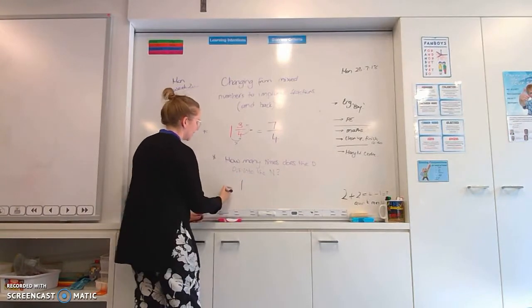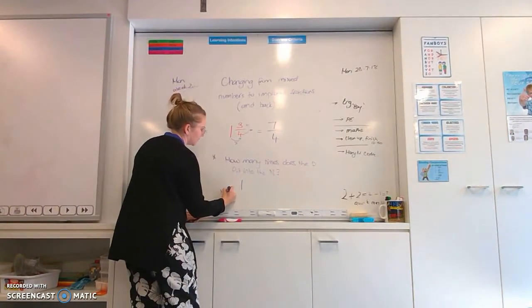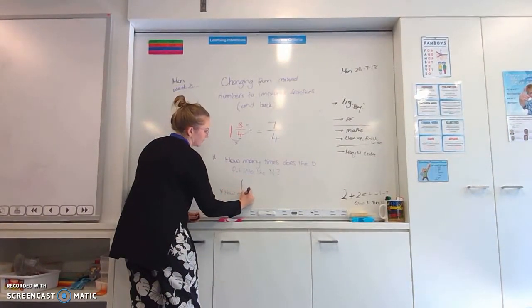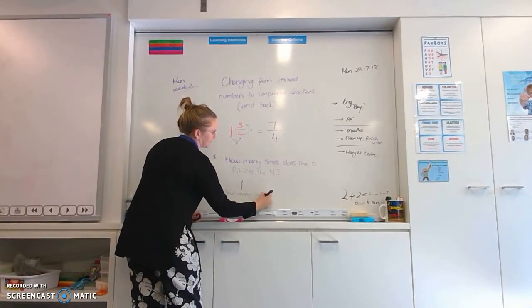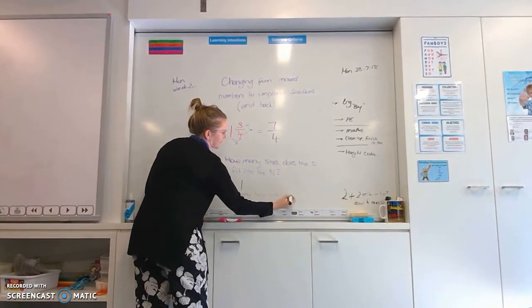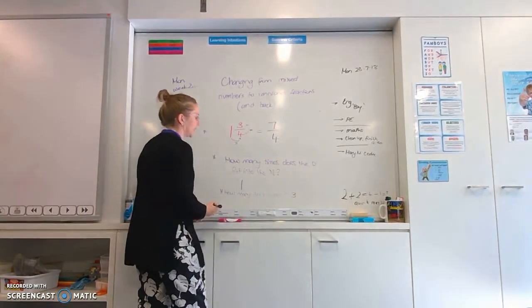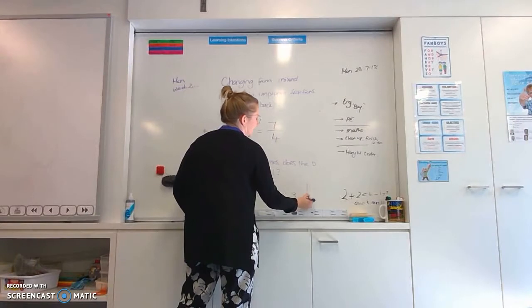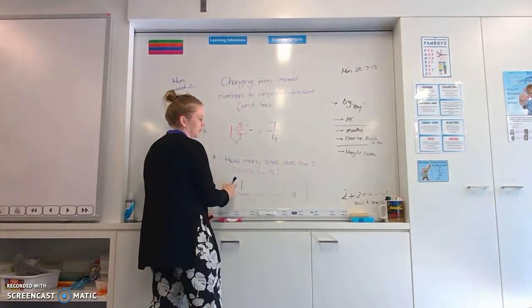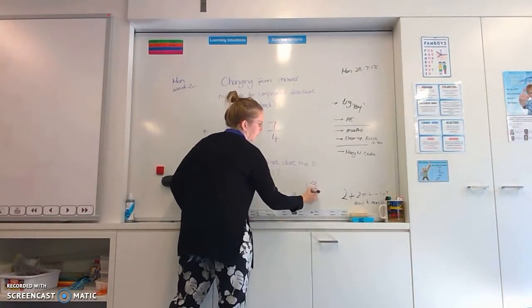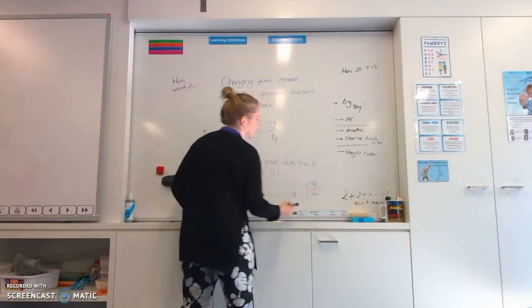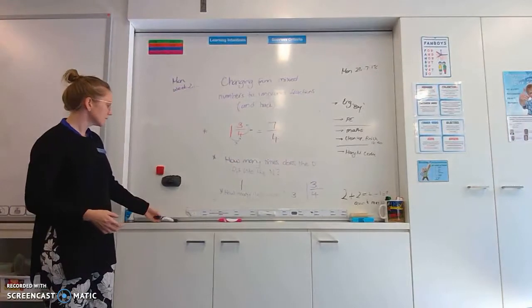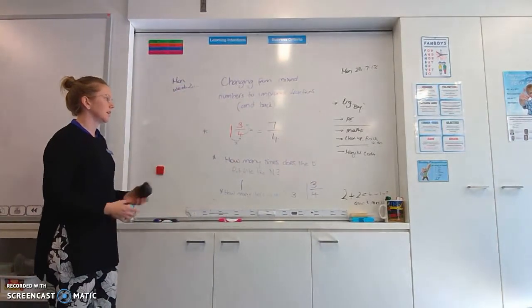And then the second thing you ask yourself is how many are left over? 3. There are 3 left over. So I've got one time that it fits in, and 3 left over out of 4, because that's the original denominator. Let's do another example.